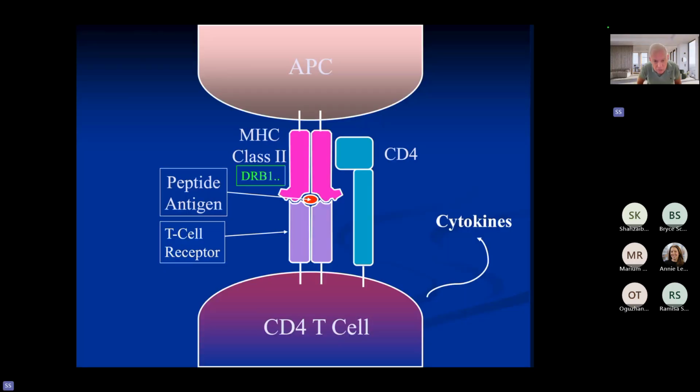And this is a depiction of what happens. This is the antigen-presenting cell, and here you have the MHC class II. Here you have the peptide antigen, the T cell receptor on the CD4 cell. This is all activated, leading to the production of pro-inflammatory cytokines.